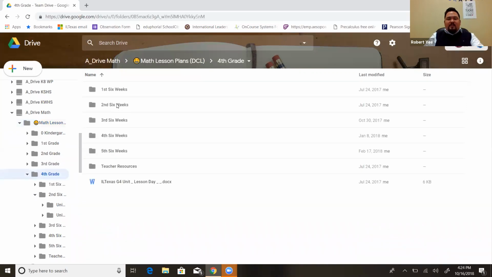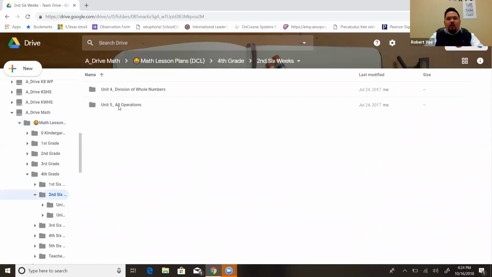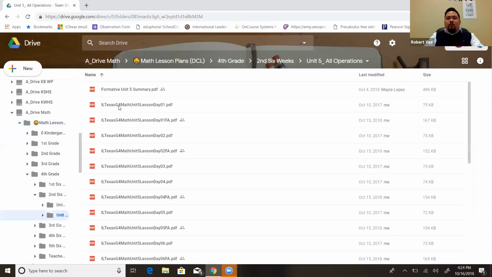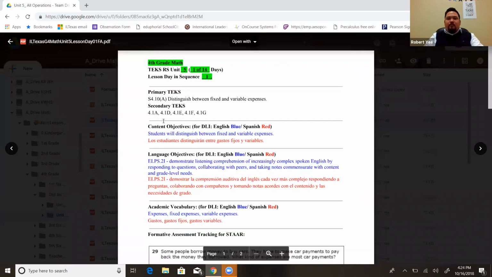If we go into fourth grade in the second 6 weeks and look at the current unit, Unit 5, we'll see that a new tool has been added. Instead of just seeing the lesson plans for day 1, 2, 3, 4, we see a new document right after the lesson plan. The lesson plan for day 1 is followed by lesson plan day 1 FA. Lesson plan for day 2 is followed by lesson plan day 2 FA. We notice that day 3 doesn't have an FA. Not every day will have the new FA tool, or formative assessment. Let's take a look at one that does.